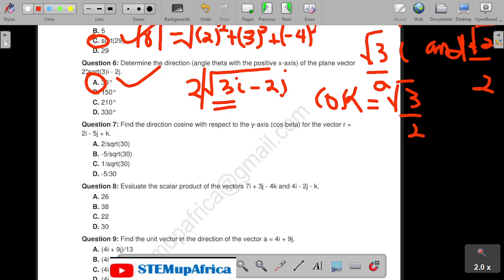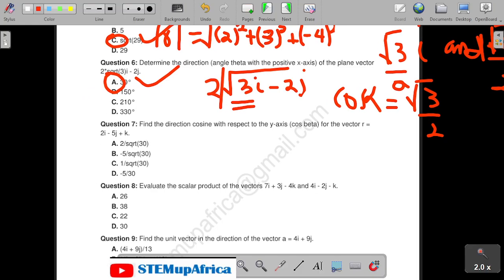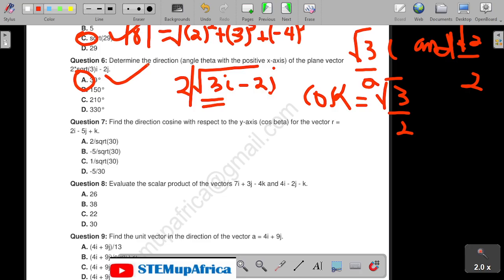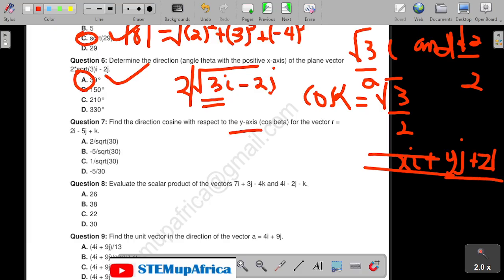Now say find the cosine direction of this. So cosine direction, now first of all we need to get the absolute value or the modulus of the vector. We are talking about the y direction now. I told you we have x, y, z. We have xi plus yj plus zk. Here they are looking for the y direction, the y axis. So I need to get the absolute value.